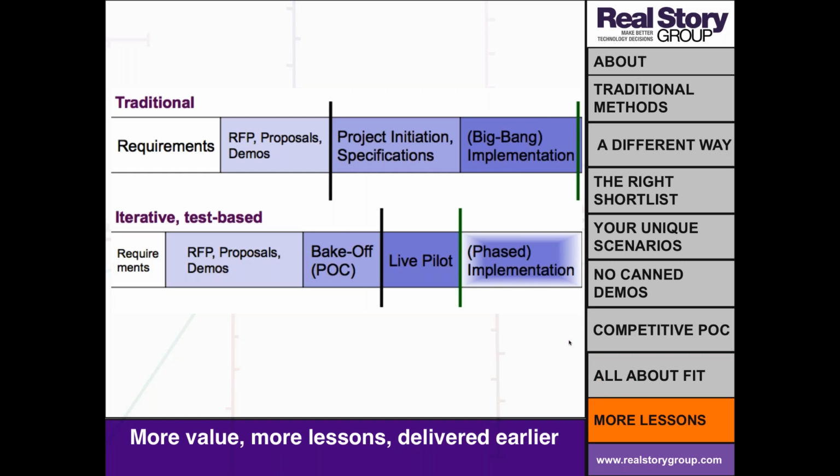And that traditional method really puts an emphasis on doing all of your requirements gathering up front, spending a bit of time on the RFP proposals and demos, leading into a big project initiation and big bang implementation. Instead, we're saying spend a little bit less time on requirements up front, spend much more time on this testing period where you're testing these vendors at various stages and through a series of more intimate interactions, so that you're very certain of who you're going to move forward with.